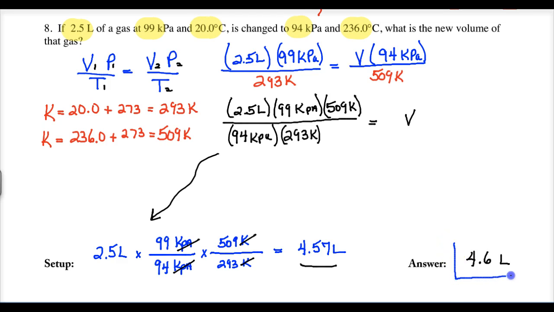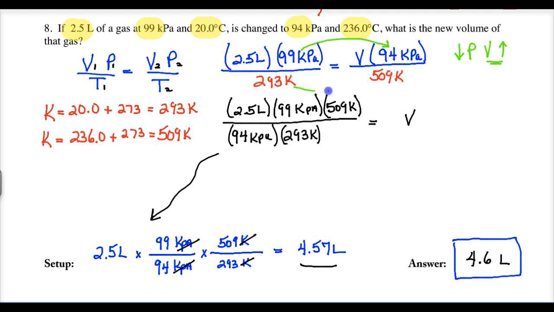I am not done. I'm not a robot. Now I'm going to see if the number makes sense. The pressure went down a little bit. When the pressure drops, the volume should increase because it's an inverse relationship, Boyle's law. So we should have an increase in volume, but not much, because the pressure dropped only a little bit.